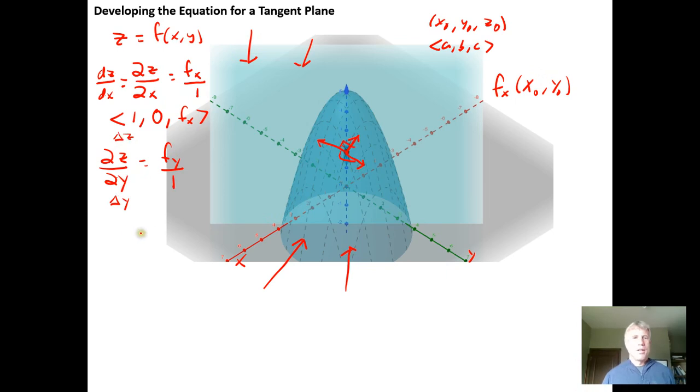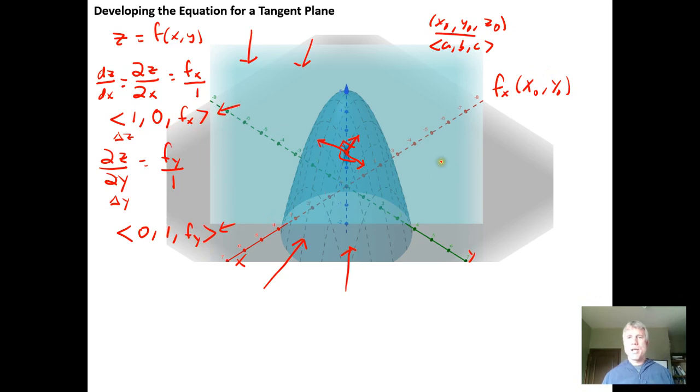So my vector is going to be, if I take the derivative with respect to y, I'm holding x constant, so the change in x will be 0. The change, if we hold it constant, is 0. And then my delta y is in the denominator, there's a 1, and my change in z, delta z, is f sub y. And I would just need to evaluate it at the point I was interested in. And so the idea now is I have two vectors that lie in the tangent plane, and I just need to take their cross product.